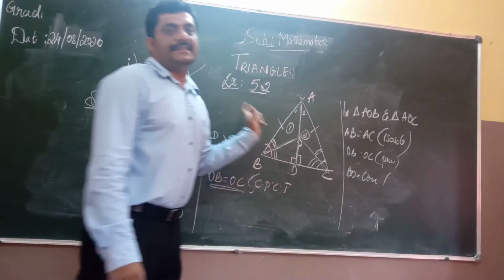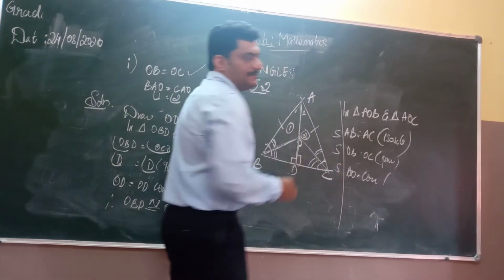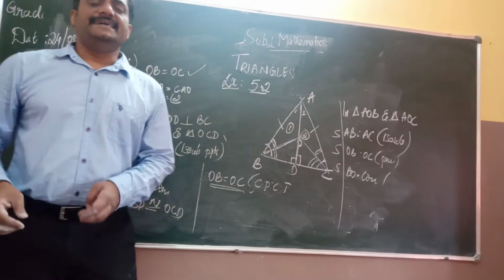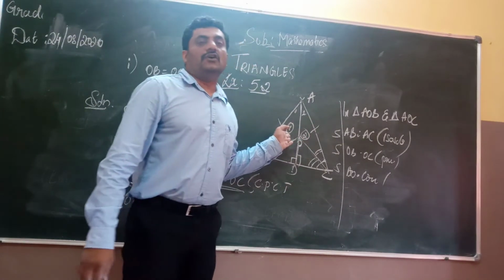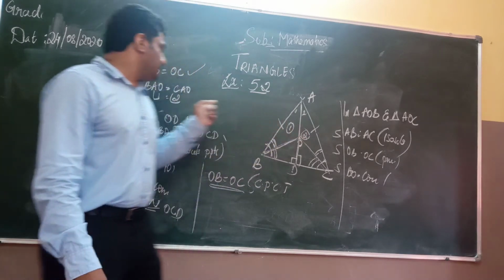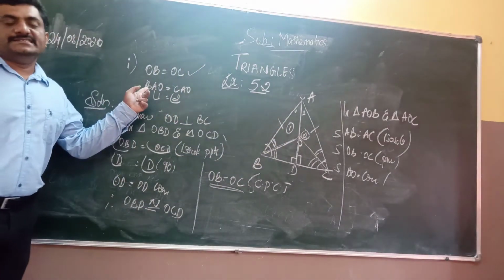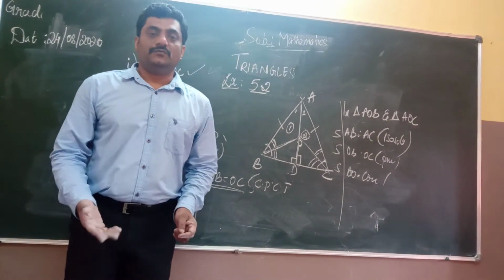So what kind of criteria is this? This is side, side, side. So it is the SSS criteria. Hence, both the triangles are congruent. If both the triangles are congruent, angle 1 is equal to angle 2, which is angle BAO equal to angle CAO. This is how you prove it.